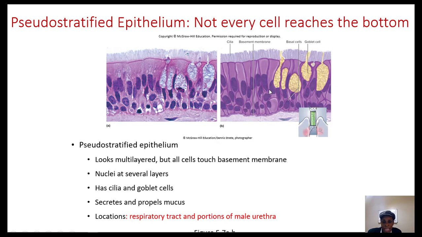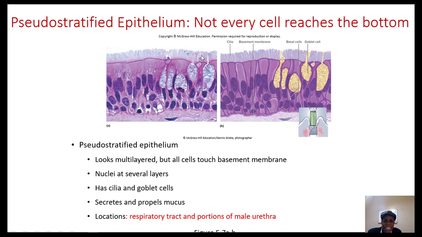And then the nuclei are like top and bottom. Here, not every cell reaches the bottom. So some cells are kind of squeezed and do not reach the bottom. And the bottom is called the basement membrane, because epithelial sits on the basement membrane before you can see connective tissue at the bottom. So you find this in the respiratory tract and a portion of the male urethra.